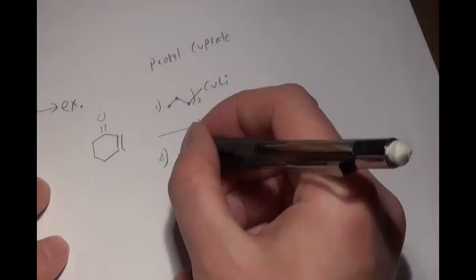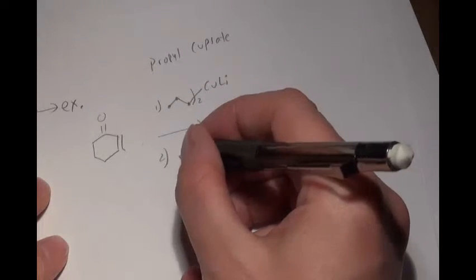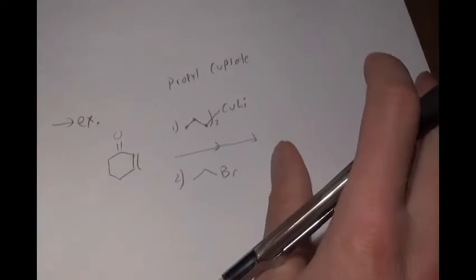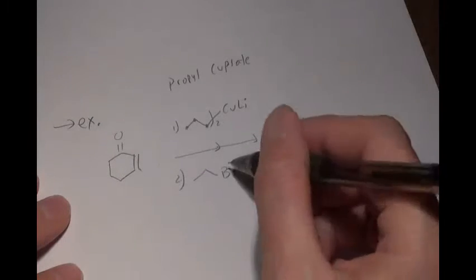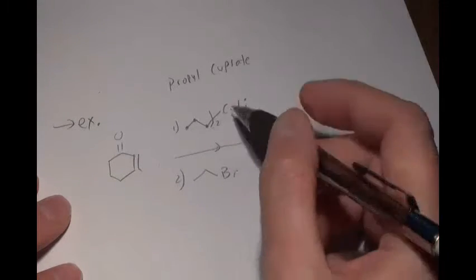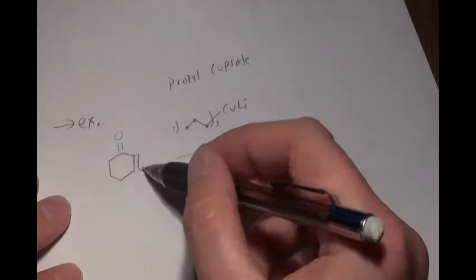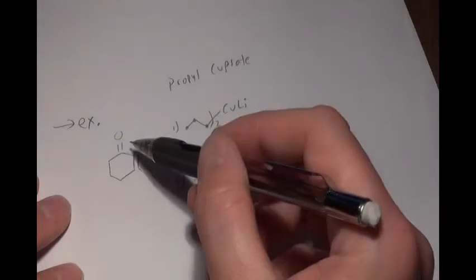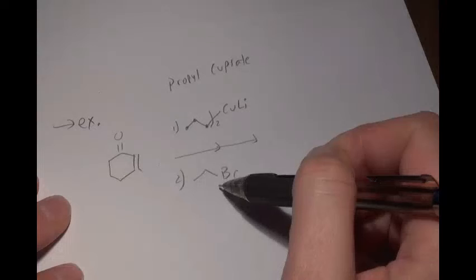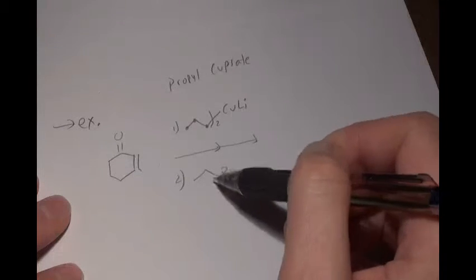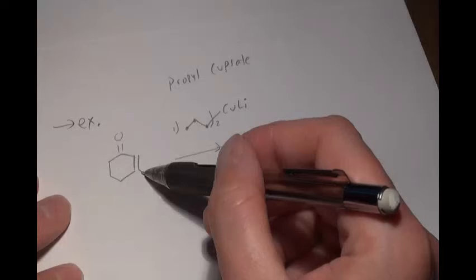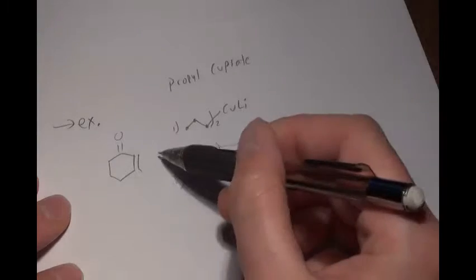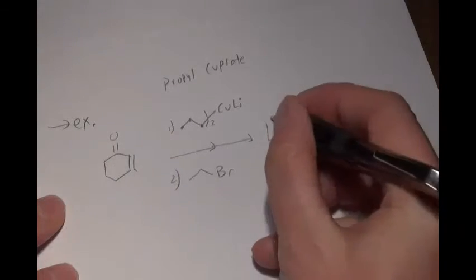What if we react with ethyl bromide as our second step? Remember what the cuprate does: the cuprate attacks, creates an enolate, and enolates are nucleophiles, right? What if we have that enolate and give it an ethyl bromide? Guess what's going to happen? You're going to add the propyl to the beta position, make an enolate, and then attach the ethyl to the alpha position. This will be the final product.